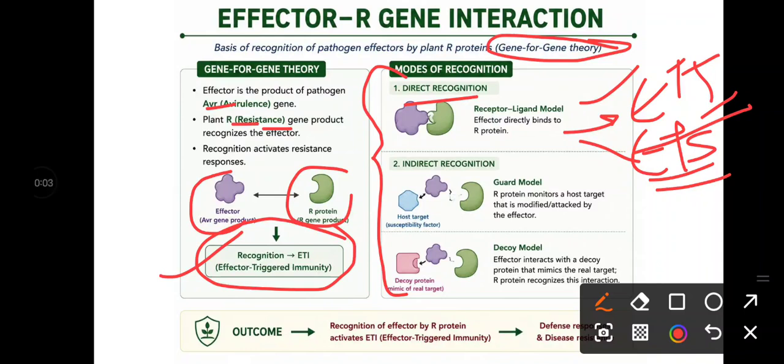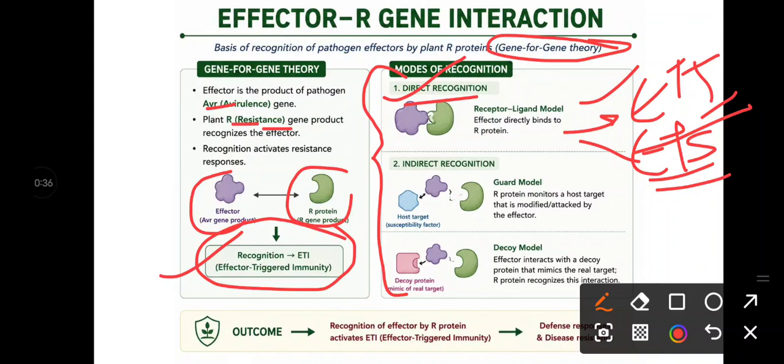See, if any R gene is present, it doesn't mean that the plant will show resistance and activate immunity against any effector. This recognition occurs in a gene for gene manner, very particular. So all the R genes can't recognize every effector. The interactions are very specific in nature. Okay, so this is about the direct recognition.